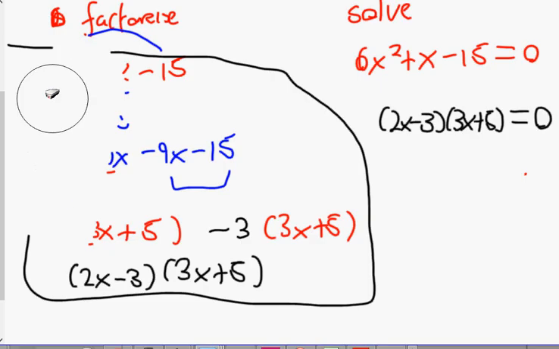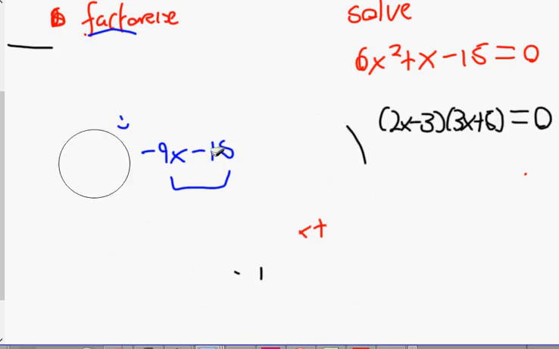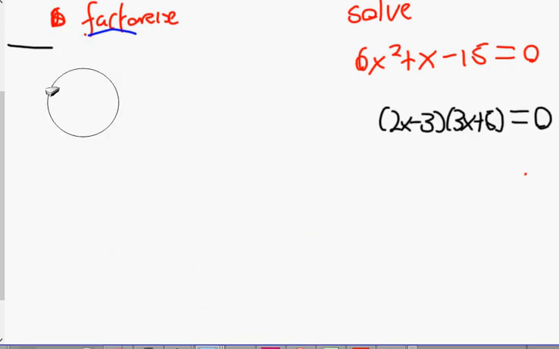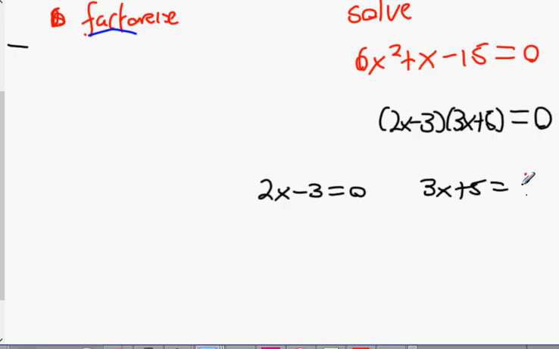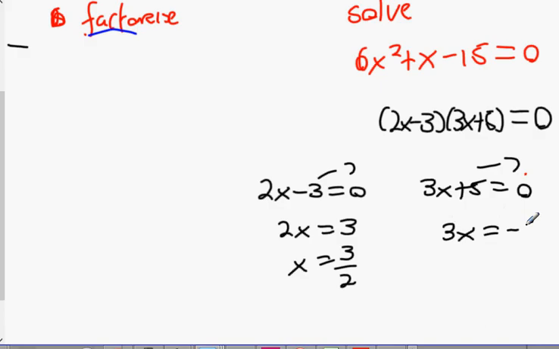Now what do you do at this stage? Either the first bracket equals 0 or the second one. So you're going to get 2x minus 3 equals 0, or 3x plus 5 equals 0. And then what happens? x equals 3 over 2. That's the final answer for one of them. Bring the 5 over to your side. 3x equals? x equals minus 5 over 3.